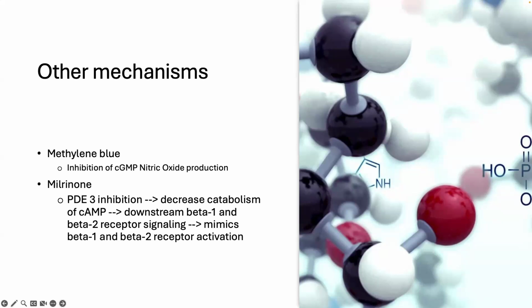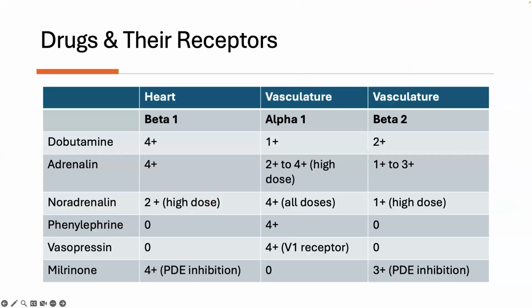And milrinone has sort of got a niche place in the management of some patients. It's a phosphodiesterase inhibitor, so it decreases the catabolism of cAMP, and that eventually results in increased calcium, and it mimics beta-1 and beta-2 receptor activation. So from that, one can deduce that if you're stimulating beta-1 and beta-2 receptors, it would cause increased contractility in your heart, and it will cause vasodilation of your blood vessels, and that is useful in some patients.